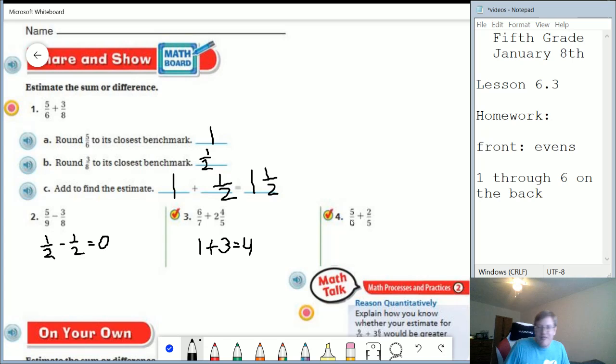All right, so 5/6, 3 parts out of 6 gives us a half, so we're closer to a whole. In this case, again, 2.5 parts would give us exactly 1/2, so we're actually in between 0 and 1/2, but we are closer to 1/2. So 1 plus 1/2, and that's going to give us 1.5.